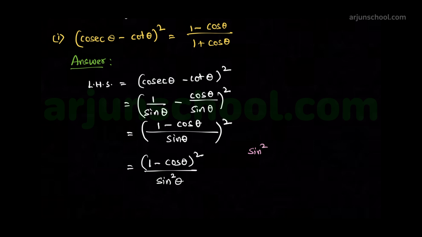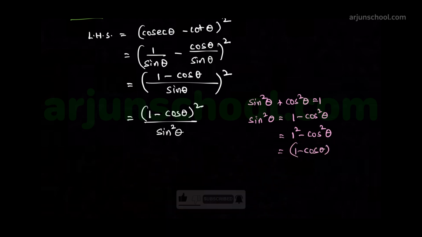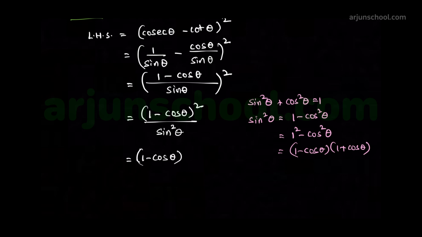From the identity sin² theta plus cos² theta is equal to 1, we can write sin² theta is equal to 1 minus cos² theta, which is of the form a square minus b square, where a is 1 and b is cos theta, which is equal to (1 minus cos theta)(1 plus cos theta). So we can substitute sin² theta with (1 minus cos theta)(1 plus cos theta), and the numerator can be written, by expanding the power, as (1 minus cos theta) times (1 minus cos theta), and in the denominator we have (1 minus cos theta)(1 plus cos theta).